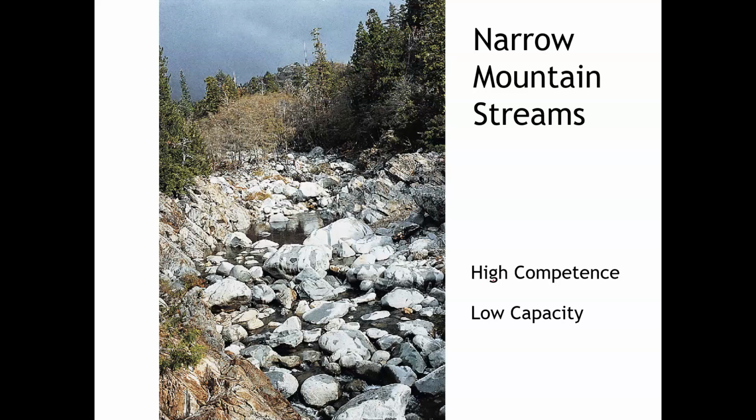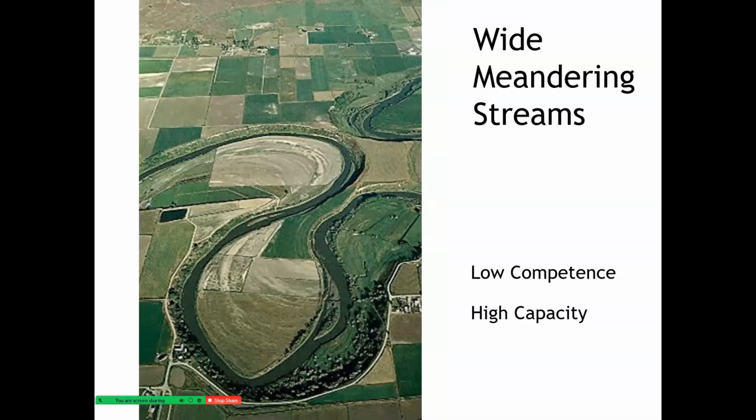Narrow mountain streams, in contrast, have high competence. During floods, they can move big cobbles, but they're low capacity. They can't move very much sediment at once because their cross-sectional area here is relatively small, just a few tens or hundreds of square meters. Wide, meandering streams, in contrast, have low competence. The grain size they can move is small, but high capacity. The amount of discharge, and thus the total amount of sediment, is high.